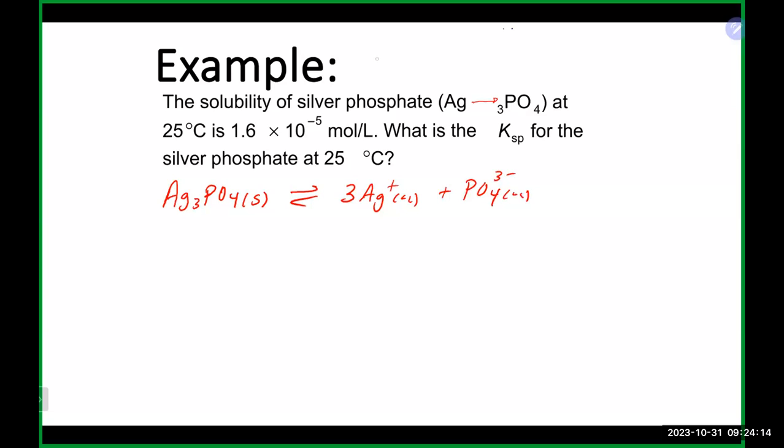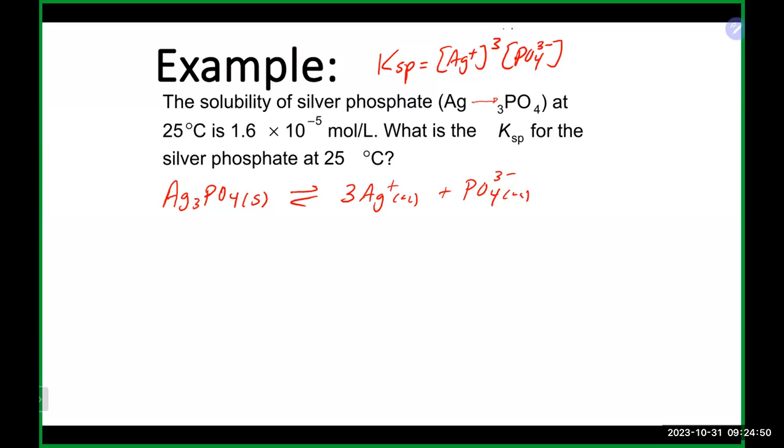We could write our KSP expression for this, and that would be the silver concentration cubed times the phosphate concentration. Once again, our solid is on the reactant side, which means we're not going to include it, like normal, since it is still an equilibrium constant. A reminder that any K value, be it Ka, Kb, Kc, Kp, Ksp, Kf, whatever it may be, they're all just the same thing. They're all just equilibrium of products over reactants.